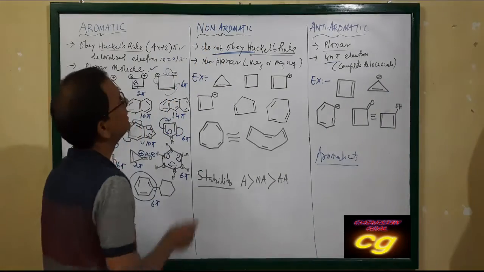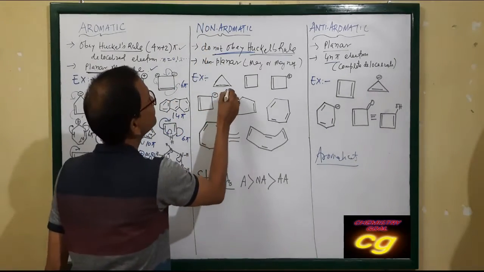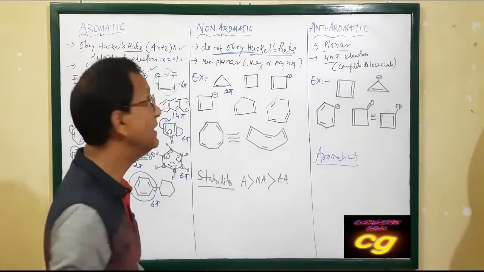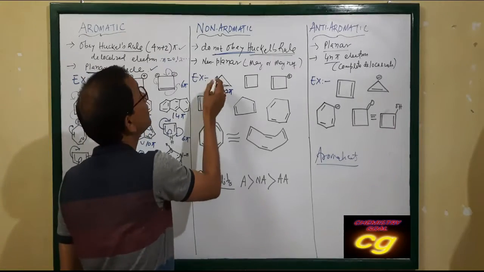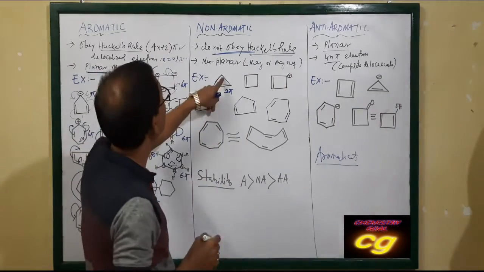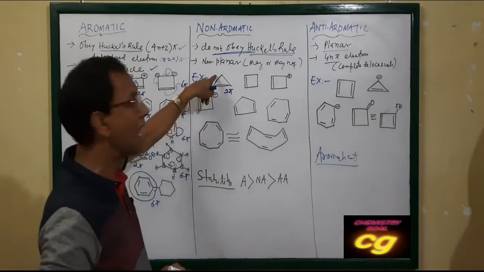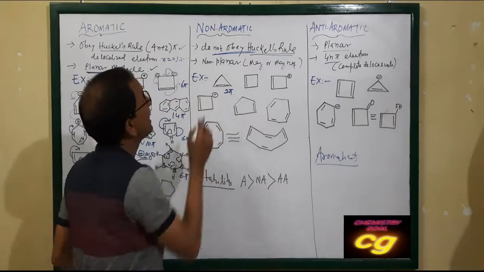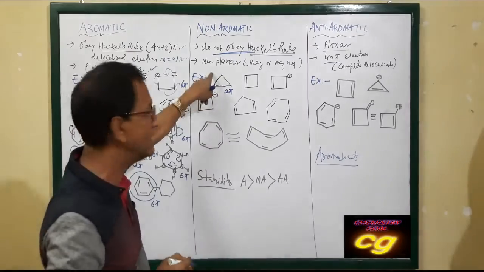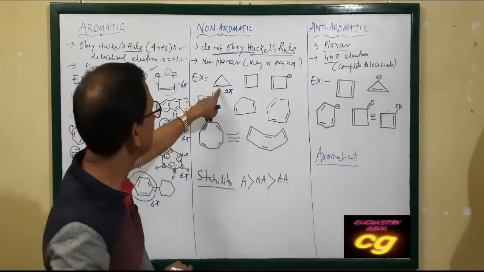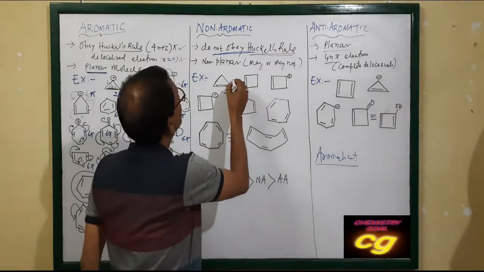For example, this one has 2 pi. But it is not completely delocalized. No delocalization is possible because there is no plus charge. That's why this pi electron cannot move toward this. As it has no resonance, that's why it is non-aromatic. It has no resonance.